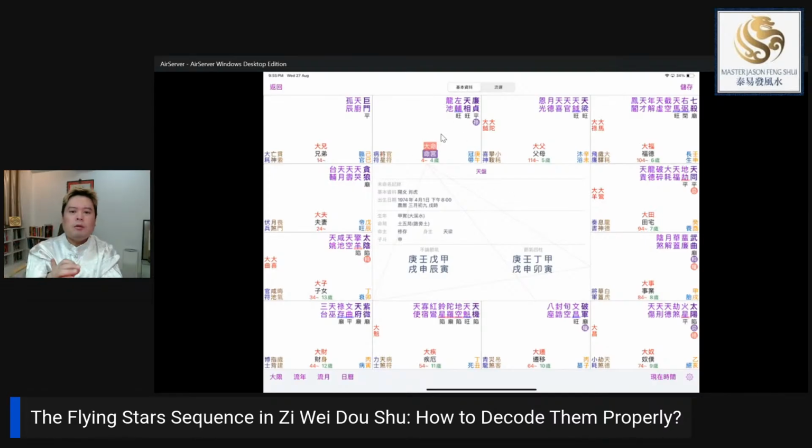That's why flying star sequence is a step above the analysis of the characteristics of the stars alone. You will be able to tell the karmic relationship of the person with a particular family member and what kind of relationship it is. Is it a positive one or a negative one?